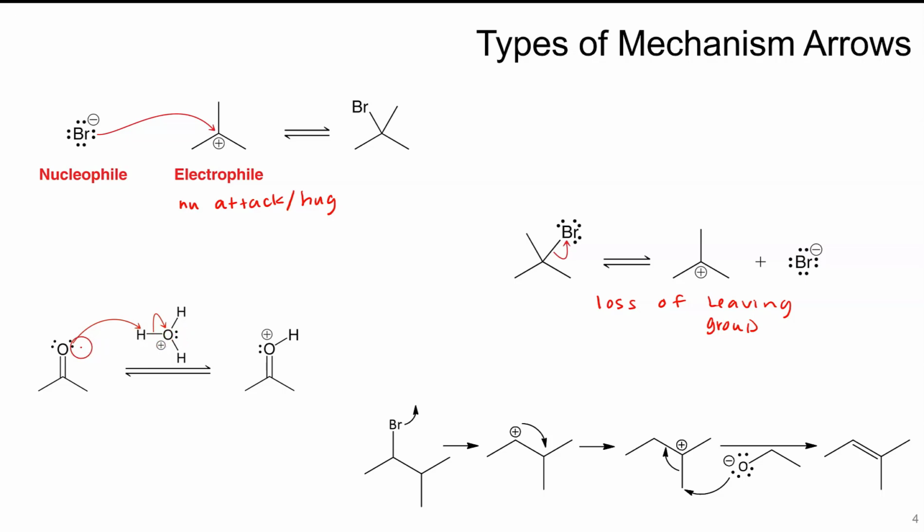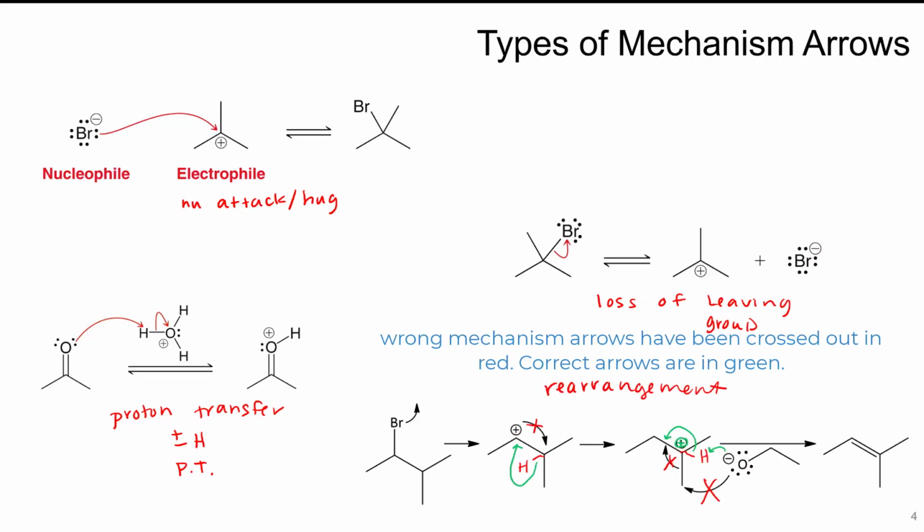And in this reaction here, the electron lone pair from the oxygen is grabbing a hydrogen, which is giving the electrons back to oxygen here. This is a proton transfer, which we can abbreviate plus/minus H, or PT. And in this reaction that we see here, we have a bromine leaving, forming a carbocation. A hydride shifts while the carbocation moves, and then we get an elimination here. So this is a rearrangement.